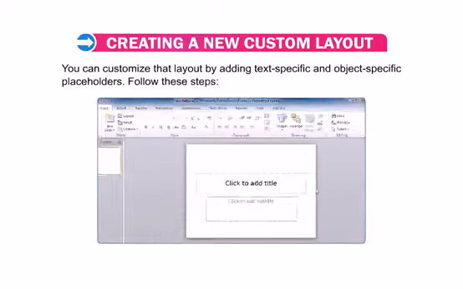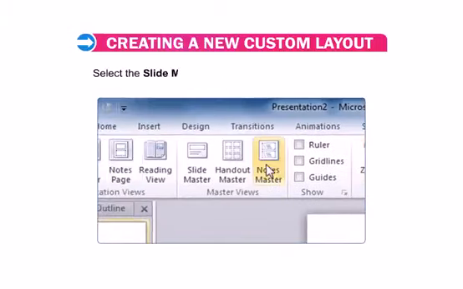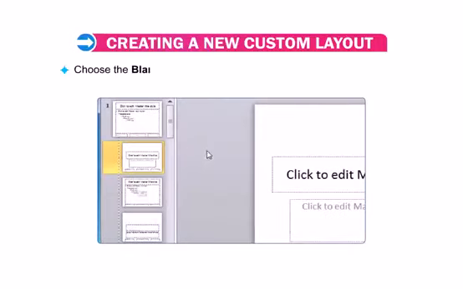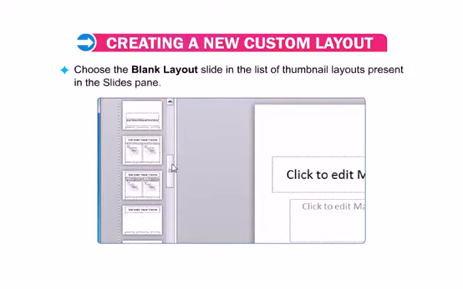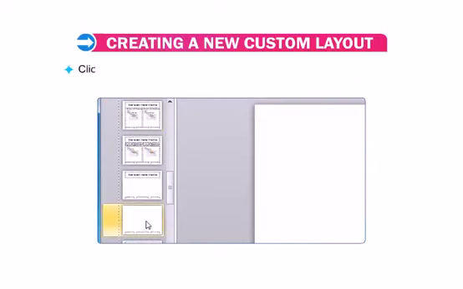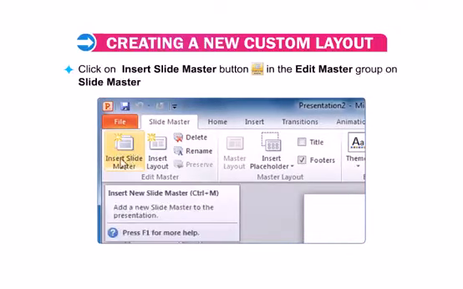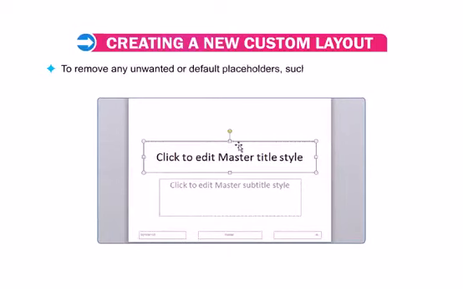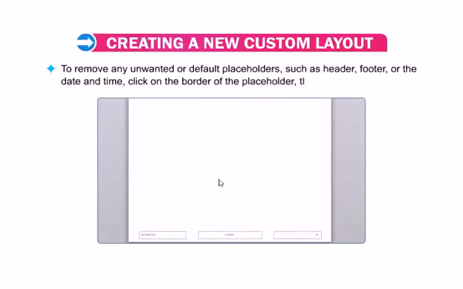Follow these steps. Click on the View tab. Select the Slide Master button in the Master Views group. Choose the blank layout slide in the list of thumbnail layouts present in the Slides pane. Click on the Insert Slide Master button in the Edit Master group on the Slide Master tab. To remove any unwanted or default placeholders such as header, footer, or the date and time, click on the border of the placeholder, then press the Delete key.